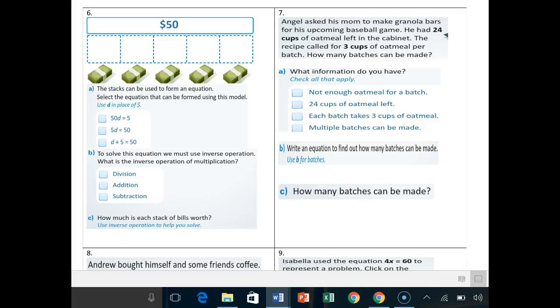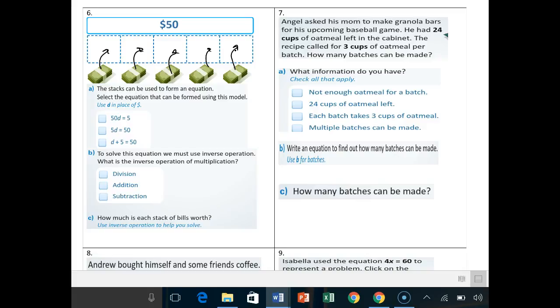So in question 6, they say we have these stacks of money here. We know that they all add up to 50, so if I drag these stacks in here, we know that their total is $50, and basically we're trying to figure out, okay, how much money is in each stack? And how do we do that?